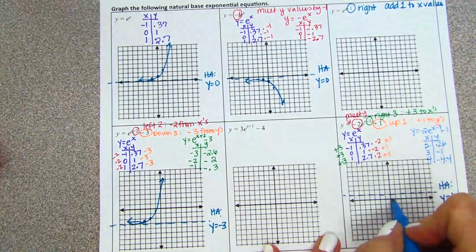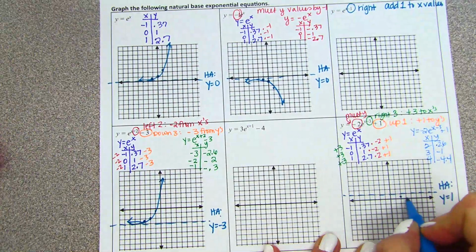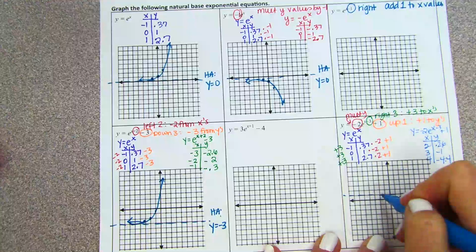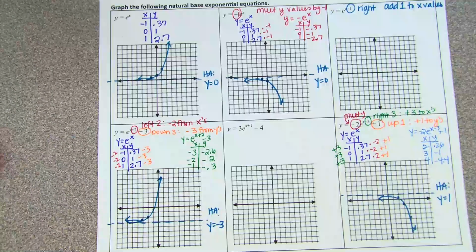And then I graph my points. So 2, 0.26, 3, negative 1, and 1, 2, 3, 4, 1, 2, 3, 4.4. So there it is. It's a reflection. It goes to the right 3 and then goes up 1. There it is. All right.